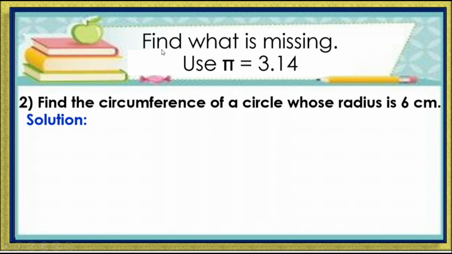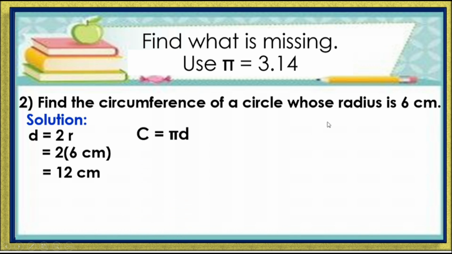For problem number 2, again, find the missing. What is missing? Use 3.14 for the value of pi. So find the circumference of the circle whose radius is 6 meters. So the solution is, we're going to take note of this one because this problem involves a radius. So therefore D is equal to 2R. So let's multiply the value of the radius by 2. So 2 multiplied by 6. This 6 is the radius. So the value of D is now 12. Or double the radius. So that would be your diameter. So let's use the formula for diameter. C is equal to pi multiplied by D. By substituting the given values, the value of pi is 3.14 and the value of D is now 12.